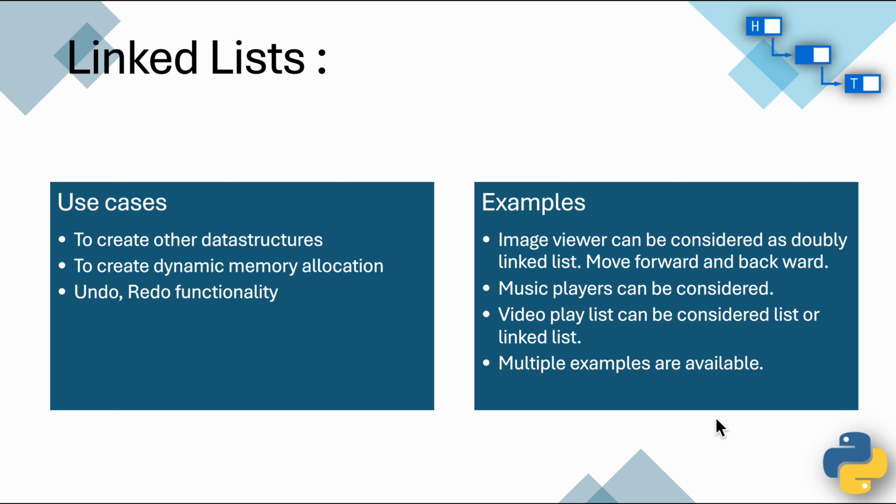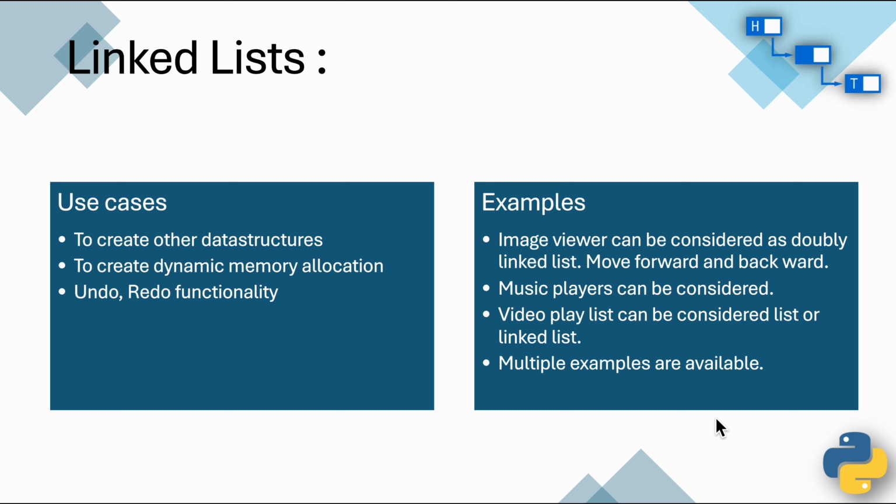So these are the real-time use cases I tried to capture from the internet, and I did a little research. So the use cases are to create other data structures. Like if you want to create a stack, queue, or something like that, linked list is a better option. And the other one is creating dynamic memory allocation. You want to create a memory allocation dynamically, so this is one of the options I understood from the internet.